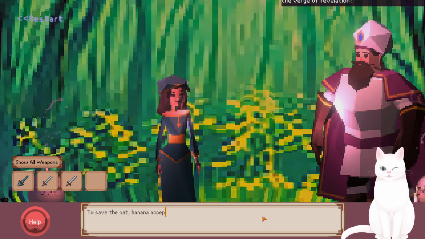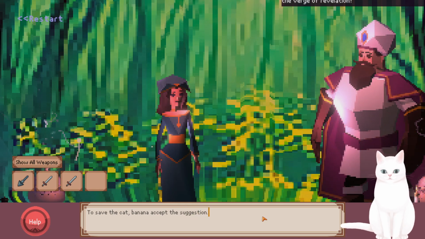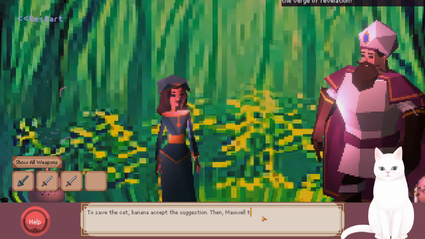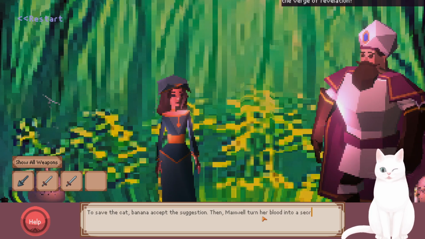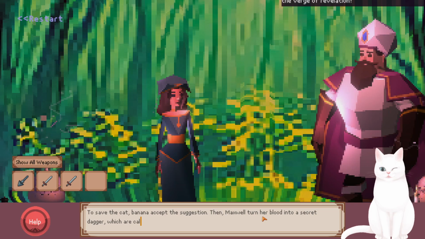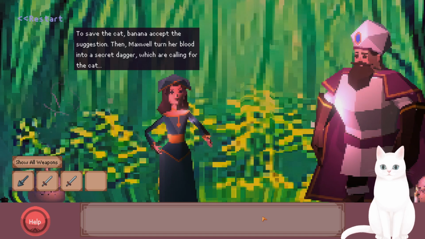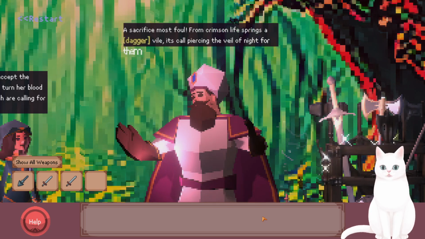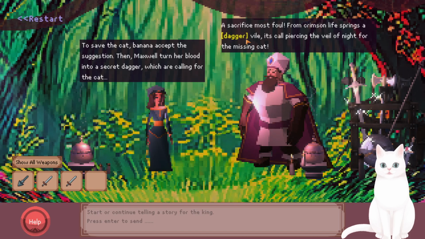Not accept the suggestion. Then Maxwell turned her blood into a secret dagger, which is calling for the cat. It's called piercing the veil of night for the missing cat. Let me try to get that.